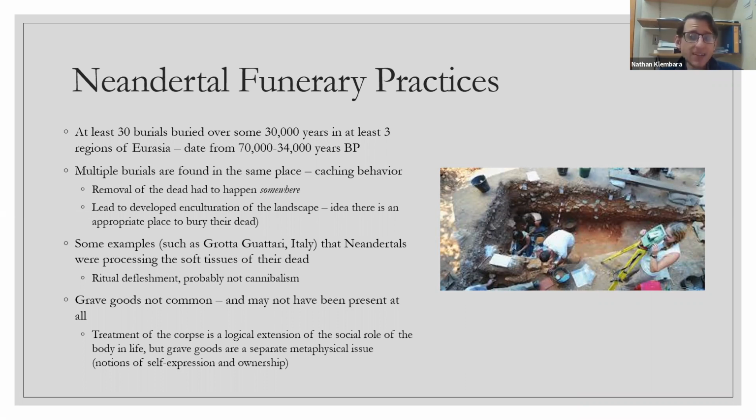Grave goods are not common for Neanderthal sites and were probably not present really much at all.